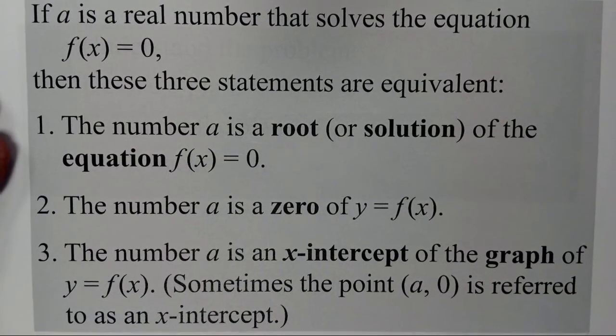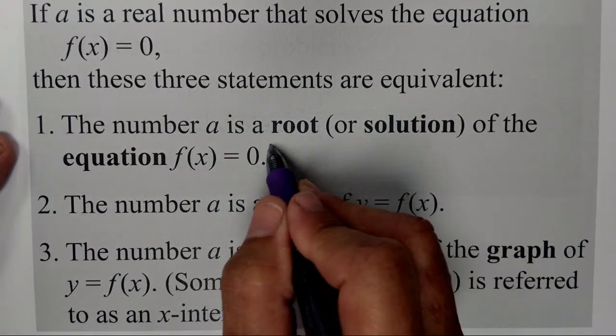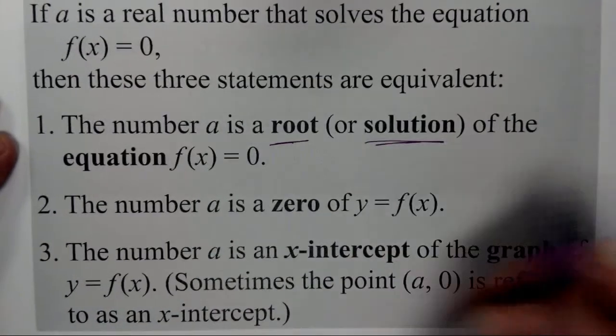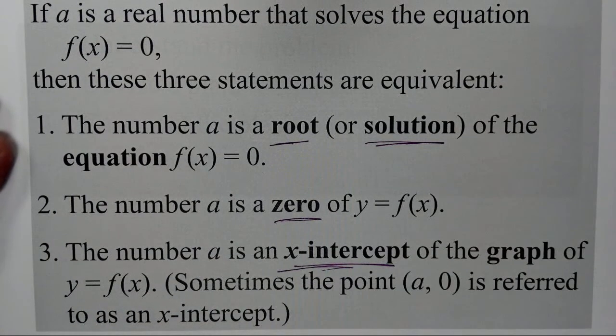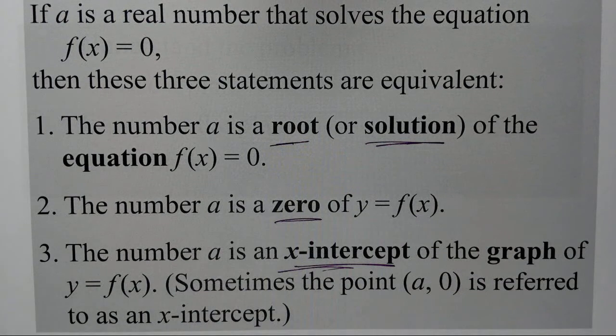Do you remember the many different names? Do you remember your teacher saying you can call them roots, you can call them solutions, you can call them zeros, you can call them x-intercepts? Are they all the same thing? Find the x-intercepts, find the roots, find the solutions, find the zeros. When is the solution to a quadratic equation not an x-intercept?